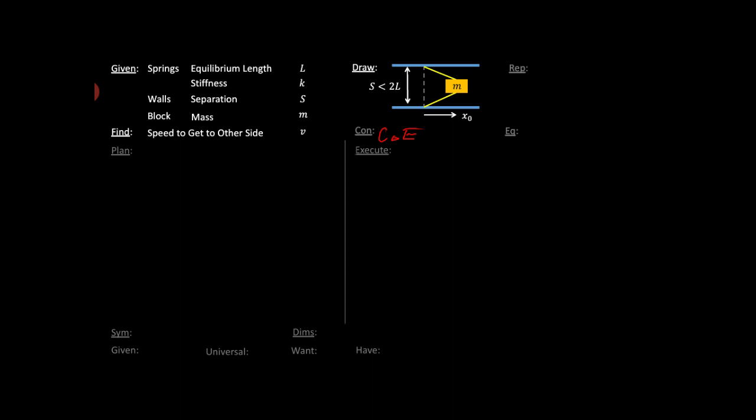The equation for that is going to be the initial kinetic energy plus the initial potential energy is equal to the final kinetic energy plus the final potential energy. Then we need a representation. Representation for energy is an energy plot. We want to plot this.